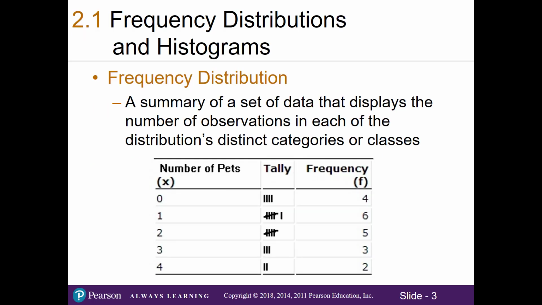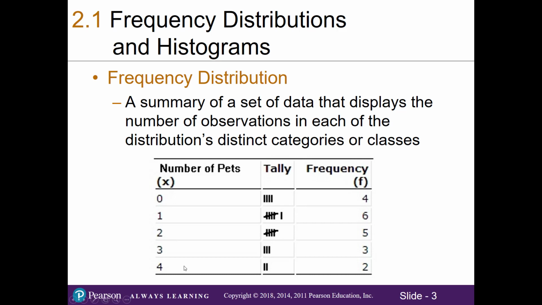A frequency distribution is a summary of a set of data that displays the number of observations in each of the distribution's distinct categories or classes. In our example here, imagine you're an employee at Petco and you want to know how many pets your customers have. So you ask 20 customers who enter the store.